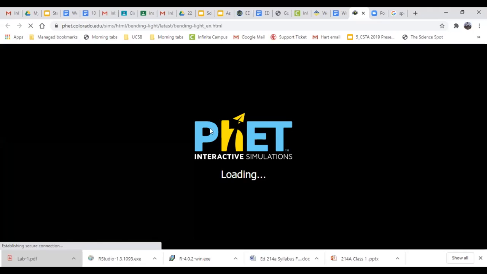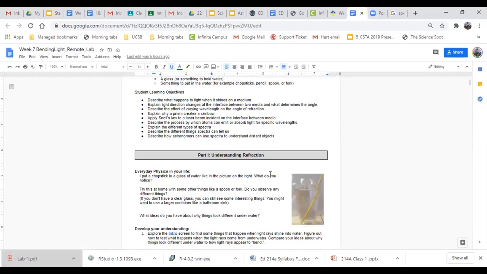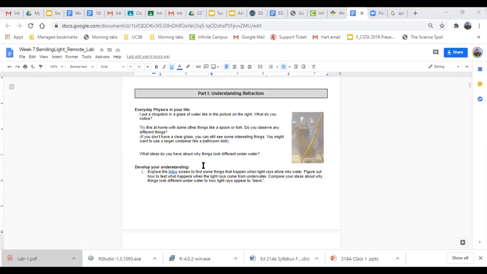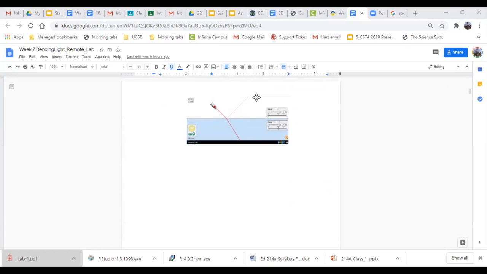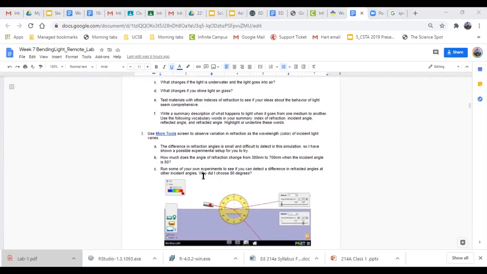That is a PhET simulation. It is right here. It is pretty self-explanatory, has to do with the properties of light and bending light. If we were in the lab, we would be doing something just like this, where you were looking at bending light. So you're going to go through here using the simulation, answering the questions, following the instructions.